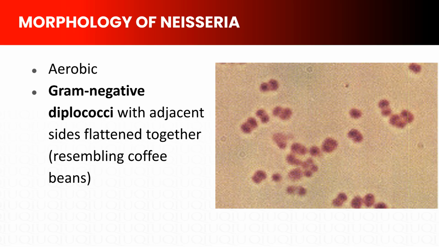this morphology alone. In clinical specimens, particularly urethral discharge from infected males, you'll often see these gram-negative diplococci located inside neutrophils. We call this intracellular location. The bacteria are being phagocytosed by white blood cells as part of the immune response, but they have mechanisms to survive inside these cells, which we'll discuss when we cover virulence factors.